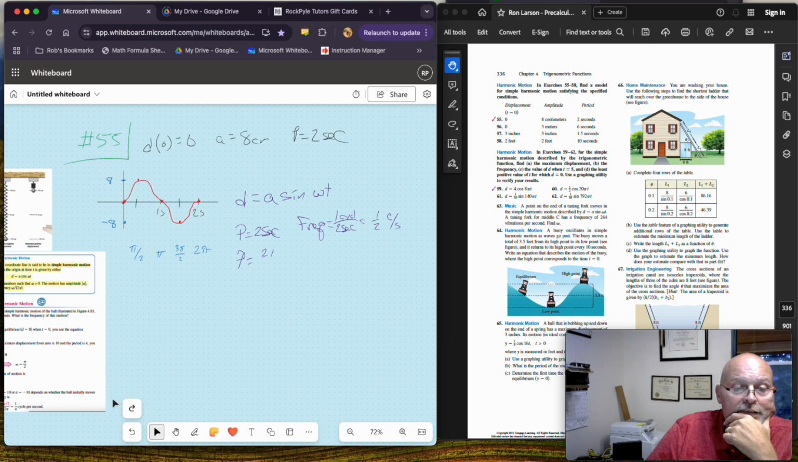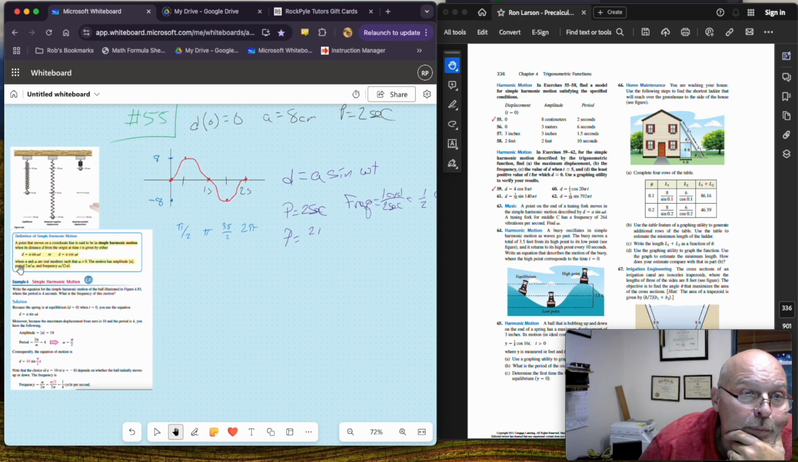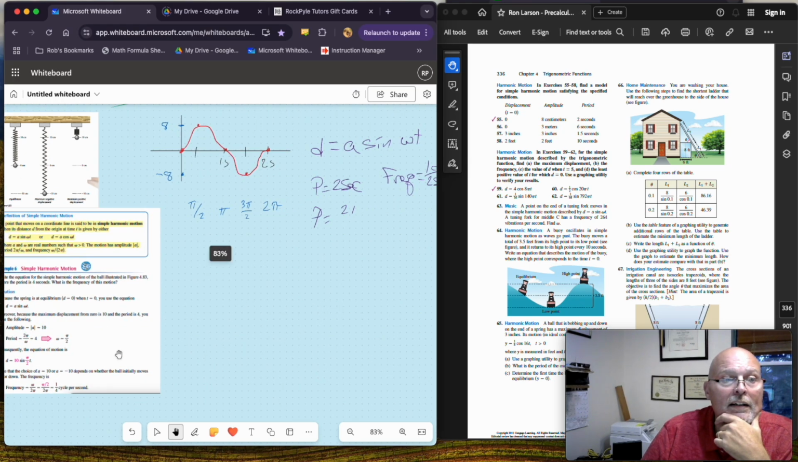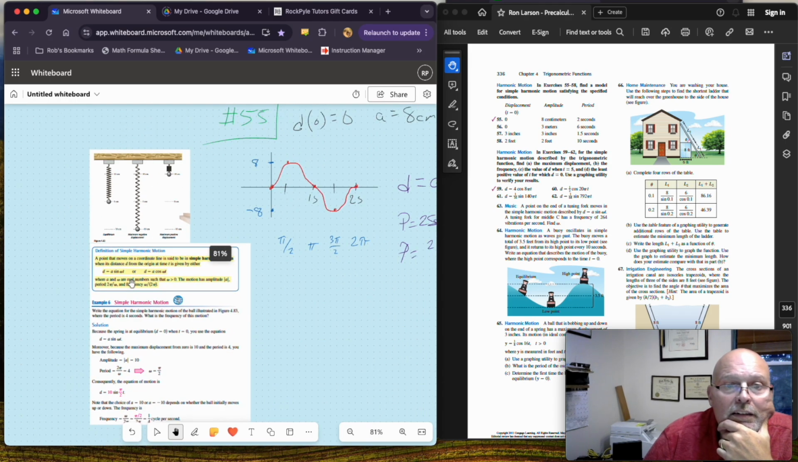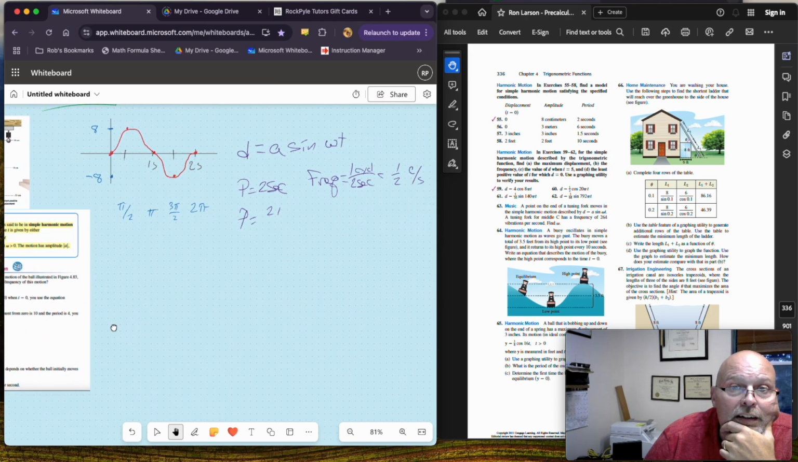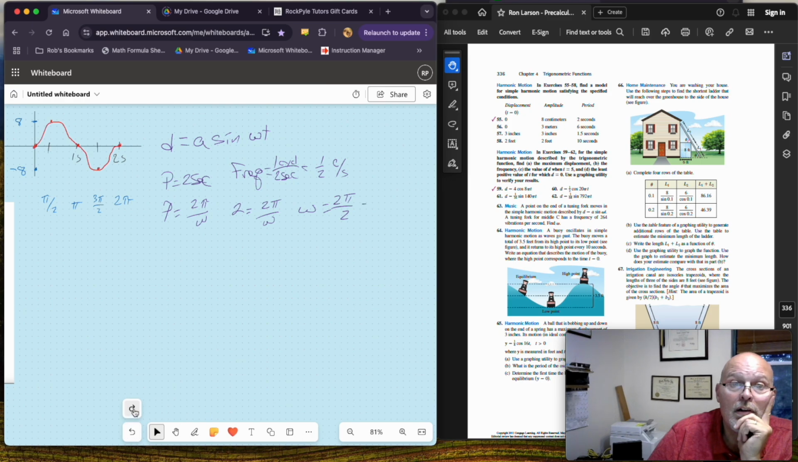In this case, I go back over here and I see that the period is 2 pi over omega. Sorry, you can't see that very well, can you? Period is 2 pi over omega. And I'm going to use that. So 2 is my period, is 2 pi over omega. And omega is going to be 2 pi over 2, or pi. Now I can write my equation.